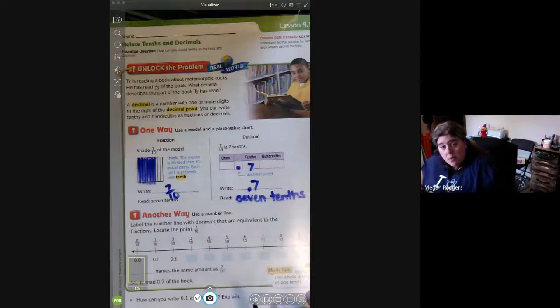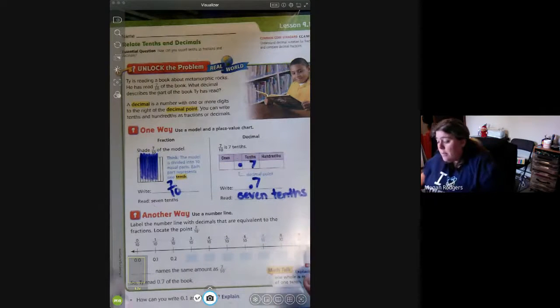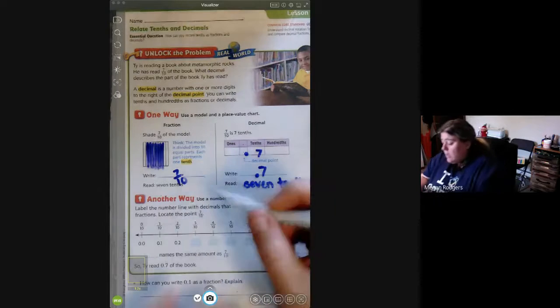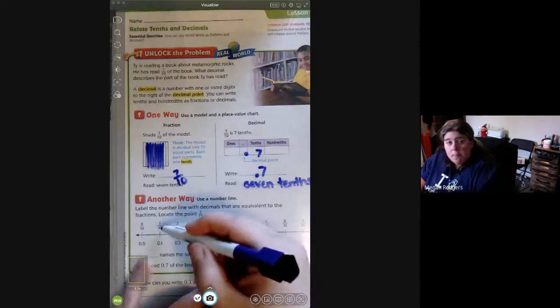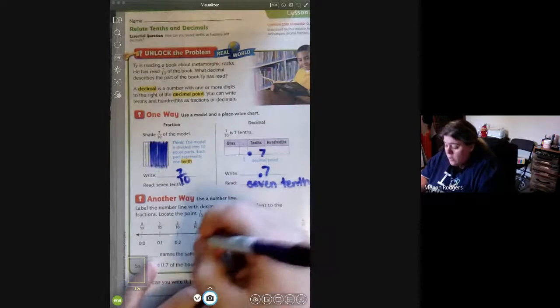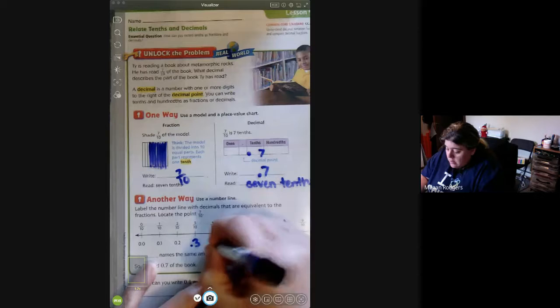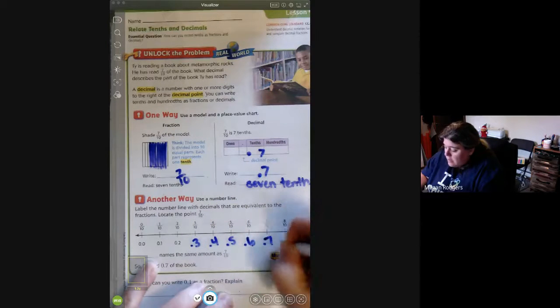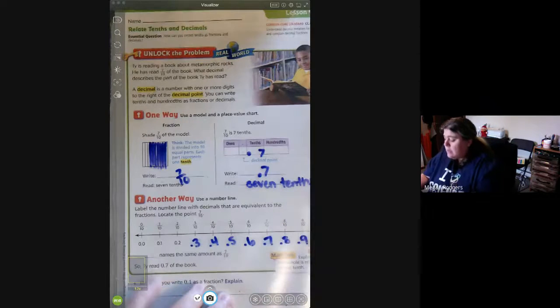All right, so another way they tell us we can do this is look at a number line. And they gave us one. How nice of them. It says label the number line with decimals that are equivalent to the fractions. Locate the point 7/10. All right, so they went along and said, okay, well, this is 0.1, 1/10 means I have a 1 in the tenths place. 2/10 means I have a 2. 3/10, 4/10, 5/10, 6/10, 7/10, 8/10, 9/10.